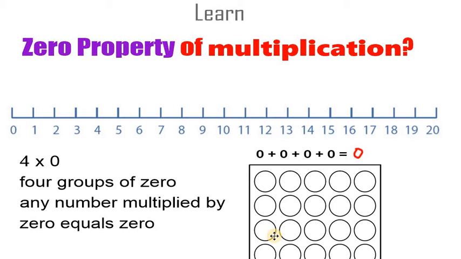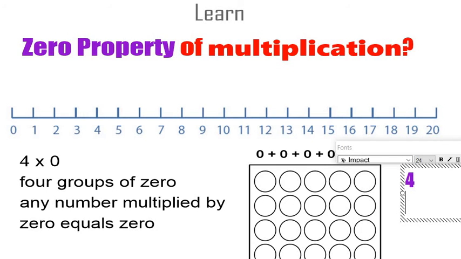I have 4 groups of 0. I'm going to hop across the 4 0 times. I'm going to add on 0 4 times. So the 0 property of multiplication, any number multiplied by 0 equals 0. When you see that in a math problem, it might look like this. 4 times 0.